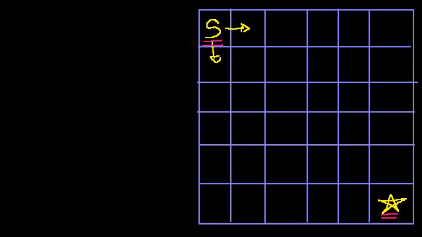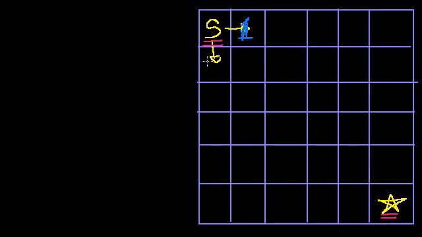So let me pick a suitable color. How many ways can I get from this starting point to this cell right there? Well, I can only go one way, right? I can only go from here straight to the right. So there's only one way. Let me write that right there. One way to get there.